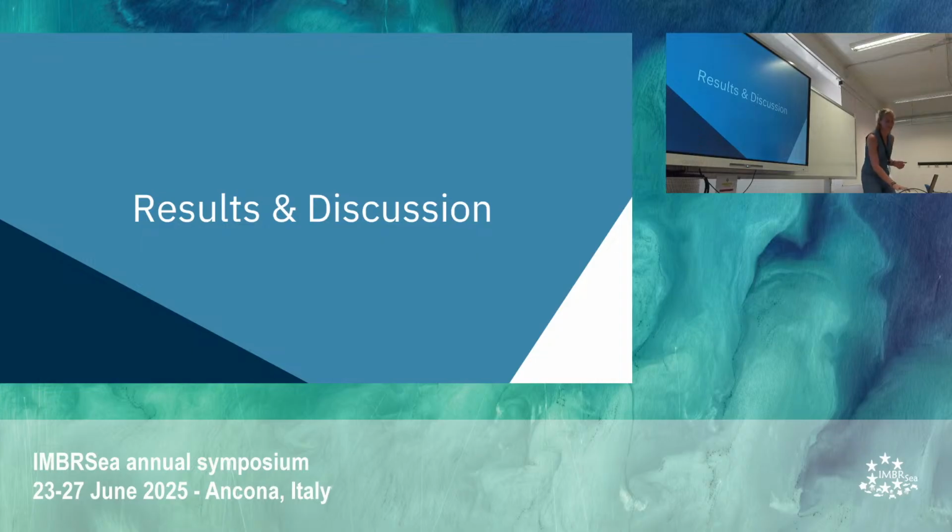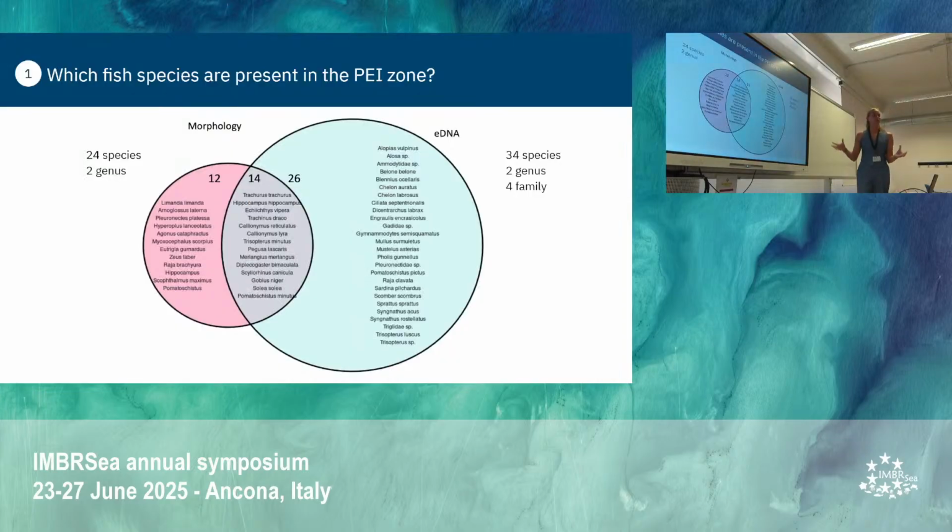So, the results for this. To see which fish species are present in the pay zone, I created a Venn diagram, and as you can see, I was able to detect 34 fish species, 2 genus and 4 family level fish identifications with eDNA metabarcoding, and 24 fish species and 2 genus level identifications with the morphological determination of the beam trawl samples. Now, 14 species were shared between both methods.